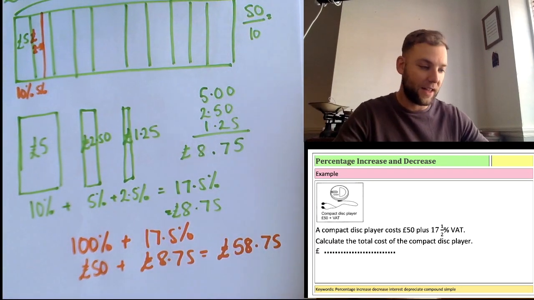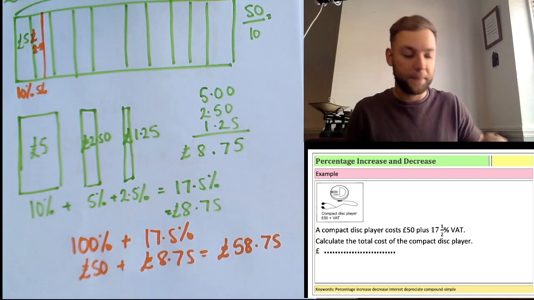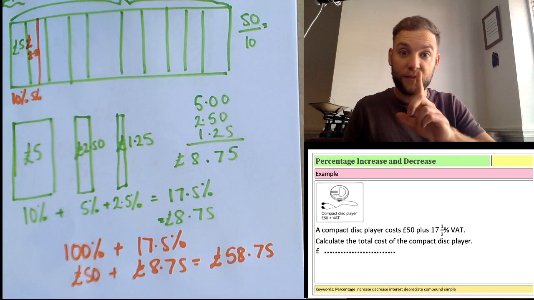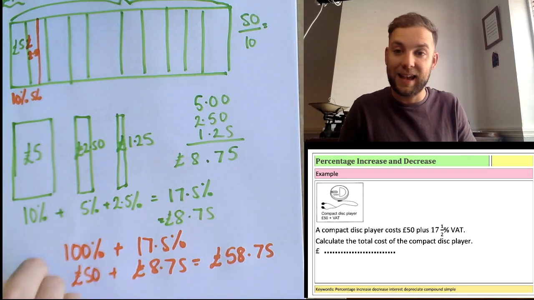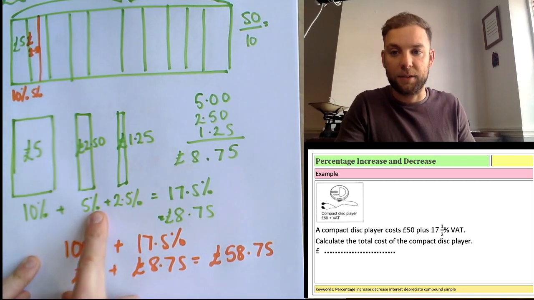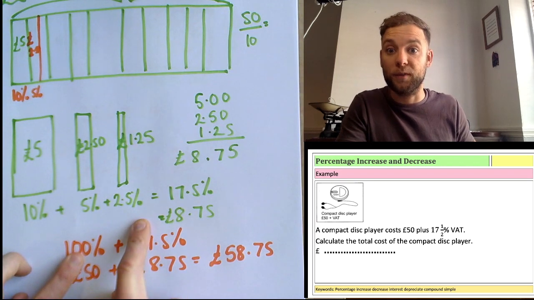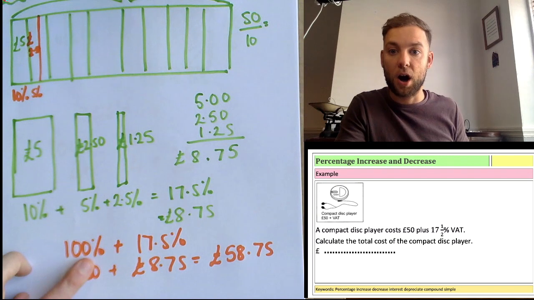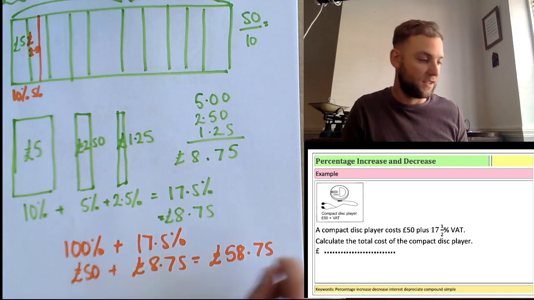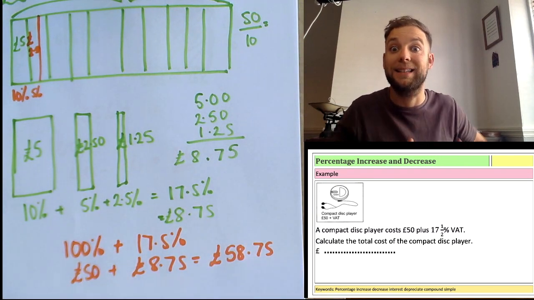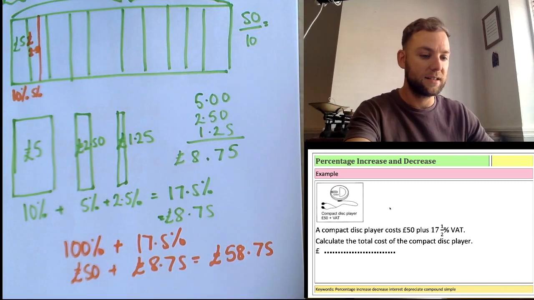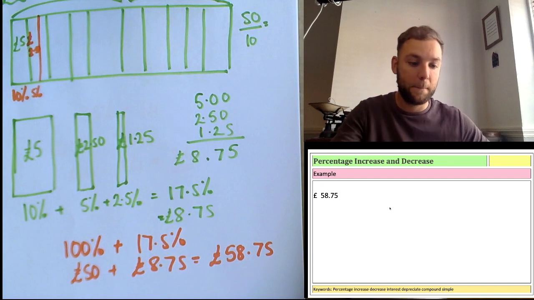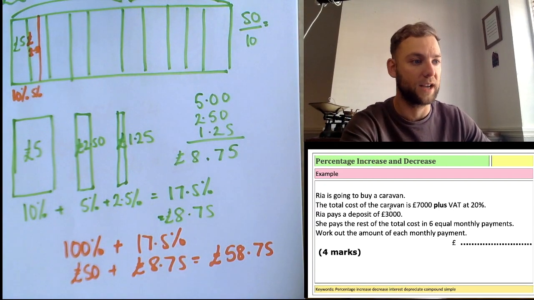Super. So let's just check that. So just a little note there. Sorry, when we are doing this, we need to find 17.5%. We find 10%. Half of that is going to be 5%. Half of that is 2.5%, and then we add those three together to get 17.5%, which is equal to £8.75 in this case, and then we add it on because it's a percentage increase. So let's just check that answer. £58.75. Super.